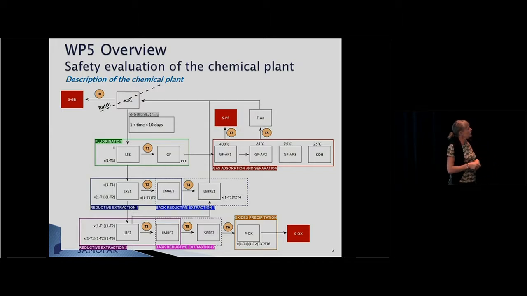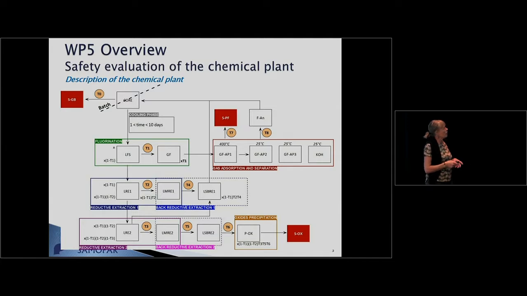The second chemical step is the reductive extraction, and the objective of this extraction is to remove minor actinides. The third step is the second reductive extraction with the objective to remove lanthanides, and after the back extraction of lanthanides, we do their precipitation, and then we have oxide precipitation in this box. In this chemical plant, we have 2 storage zones, one with the lanthanide oxides, and one with the fission products, which came from the fluorination.